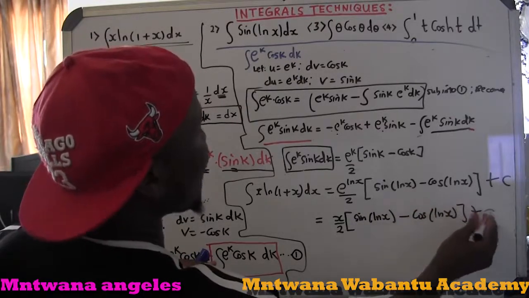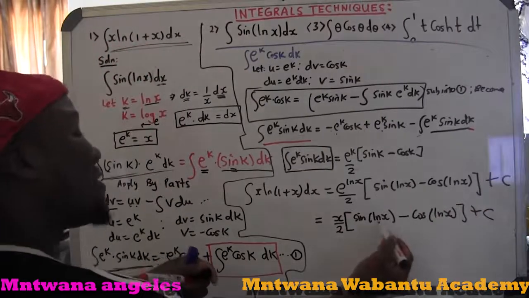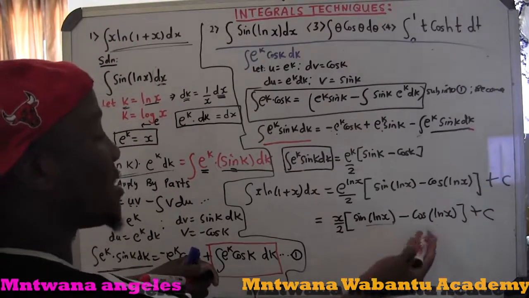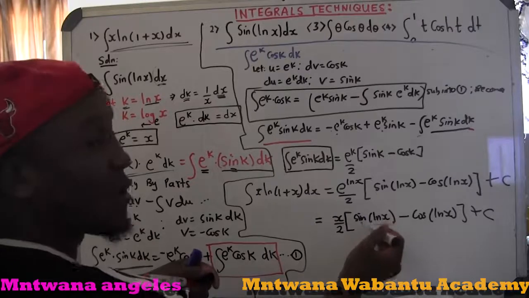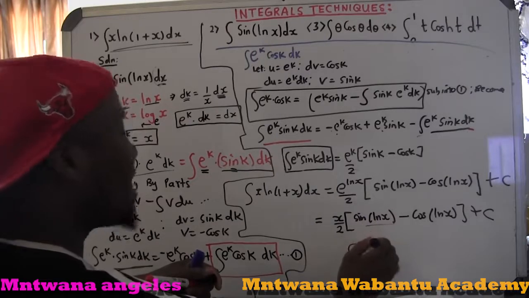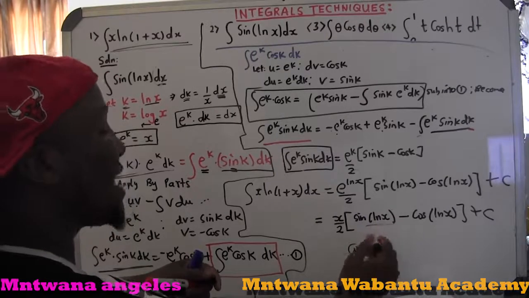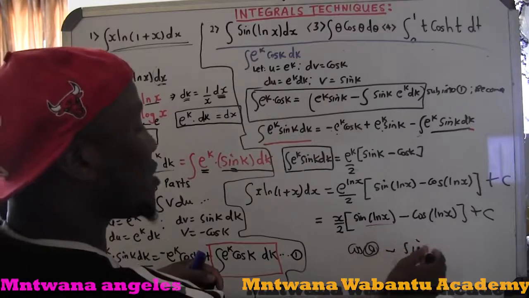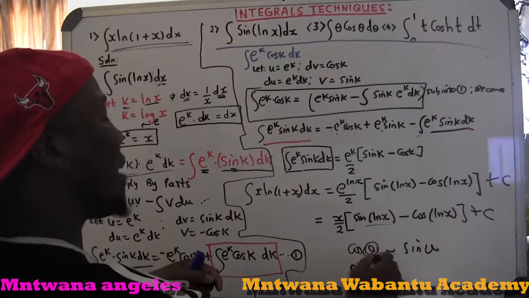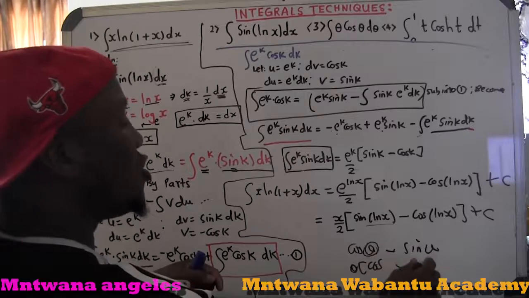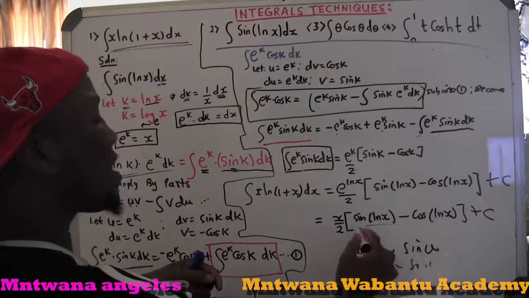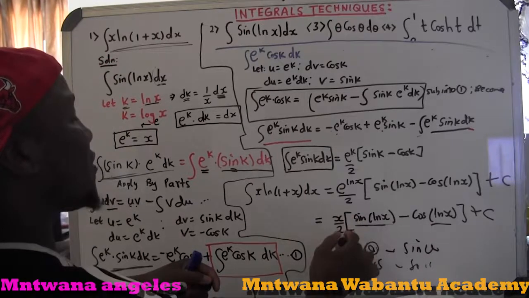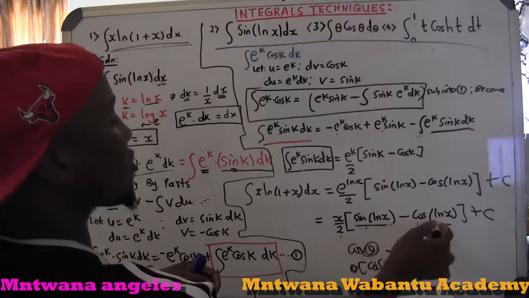Plus a constant. One quick thing here: do not factorize and say there's a common ln of x. No, this ln of x is like an angle, like when you say cos of theta. If somebody gives you sin theta minus cos theta, you cannot take theta out and be left with cos minus sin. You can't do that. So you leave them how they are: x over 2 times sin ln of x minus cos ln of x.